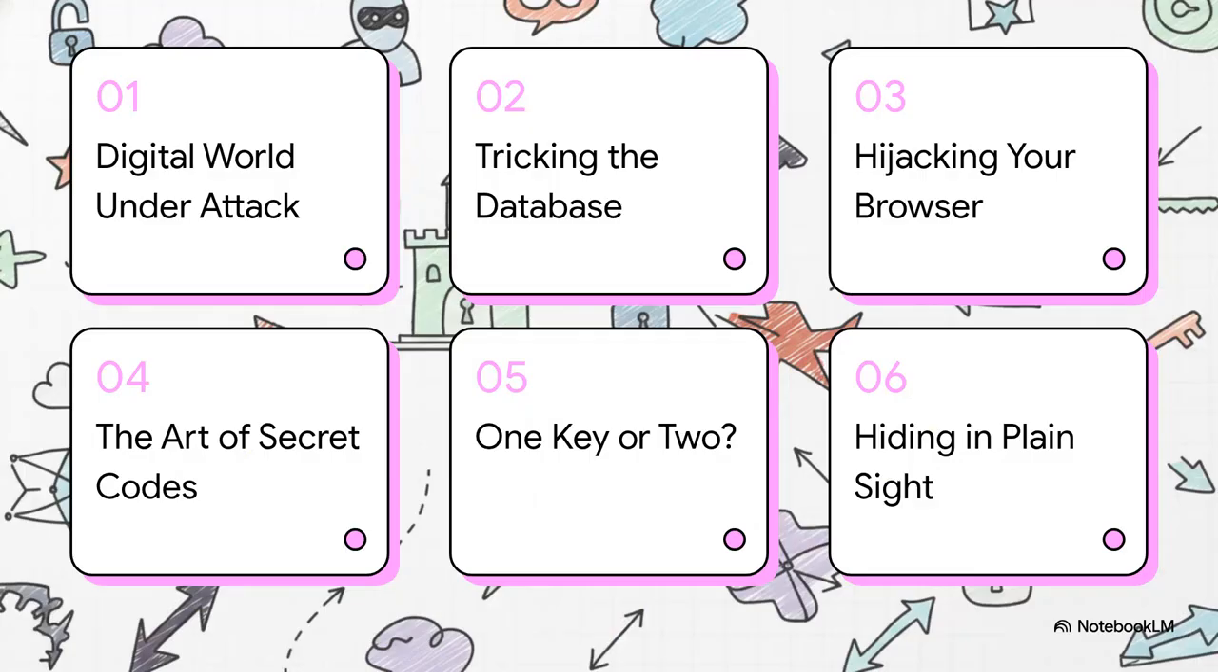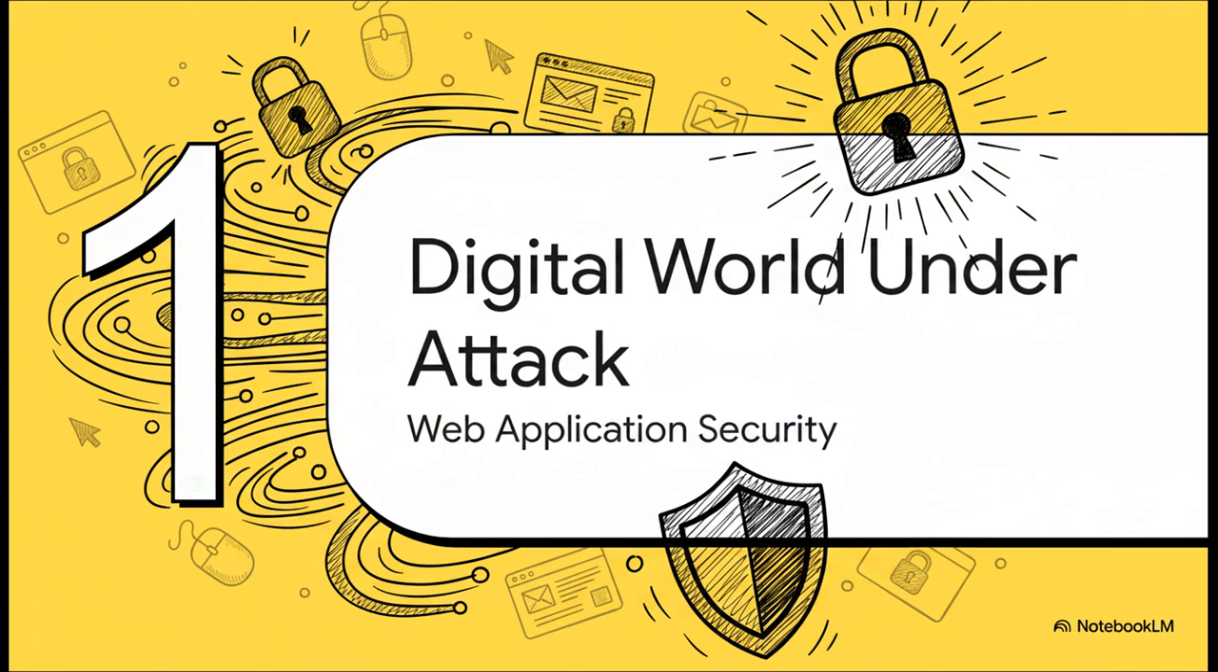So here's our game plan. First, we'll dive into the threats. You know, how attackers can trick databases and hijack your browser. Then we're going to switch gears to the solutions. The good guys. We'll explore the art of secret codes, figure out if we need one key or two to lock our data, and finally, look at how messages can hide in plain sight. Let's do this.